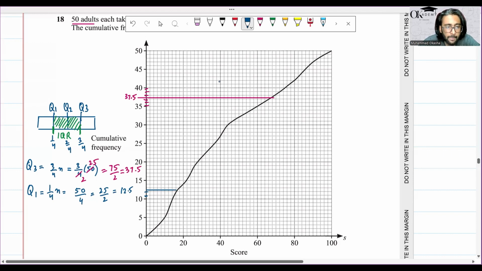If I drop my line down there, it's not as smooth as I would want it to be, but I think it's through the middle. 1, 2, 3, 4, 5, 6, 7, 8, 9, 10 boxes means 20, which means each box is 2. So this should be 2, 4, 6, 8, 10, 12, 14, 16. I think this is 17.